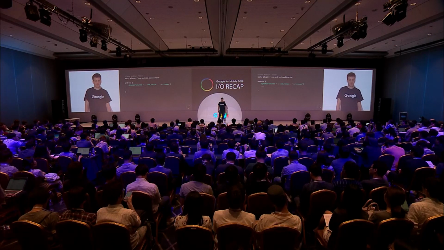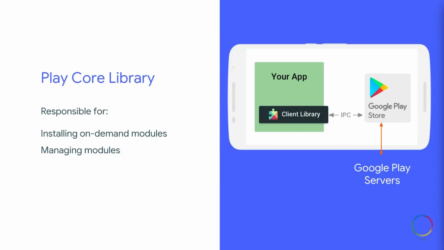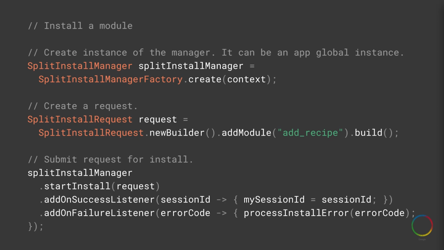Now I'm going to show you how you can get those modules from within your app with the Play Core library. In order to interact with the Play Store to request these on-demand modules from your app, we are introducing the split install API as a part of a new library called Play Core library. This is a Java client library that communicates with the Play Store app using IPC. The Play Store then communicates with Play servers to download the splits. Let's have a look at the code.